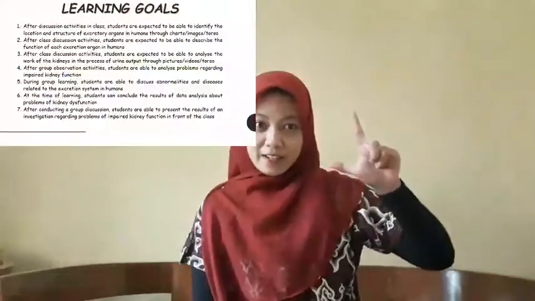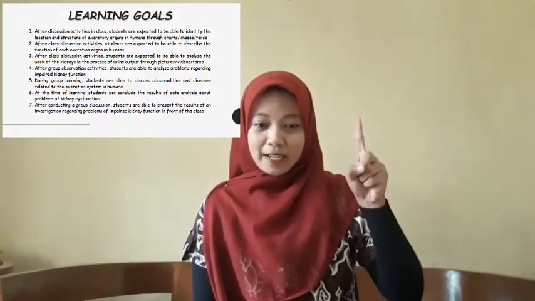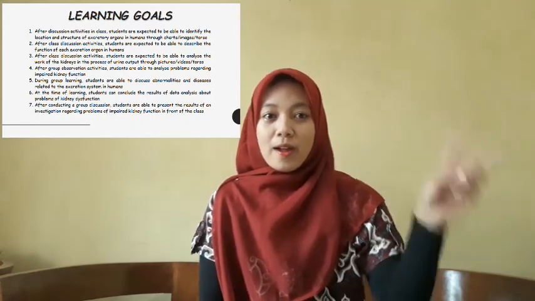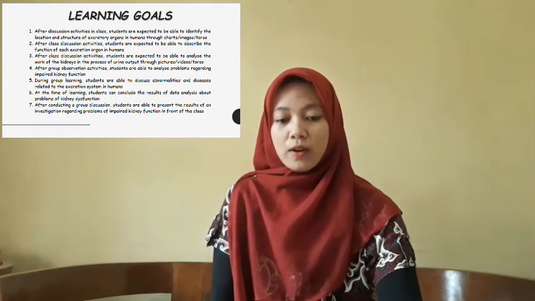There are 7 learning goals in this lesson. Number 1, after discussion activities in class, students are expected to be able to identify the location and structure of excretory organs in humans through charts or images or torso. Number 2, students are expected to be able to describe the function of each excretion organ in humans. Number 3, students are expected to be able to analyze the work of the kidneys in the process of urine output through pictures or videos or torso.